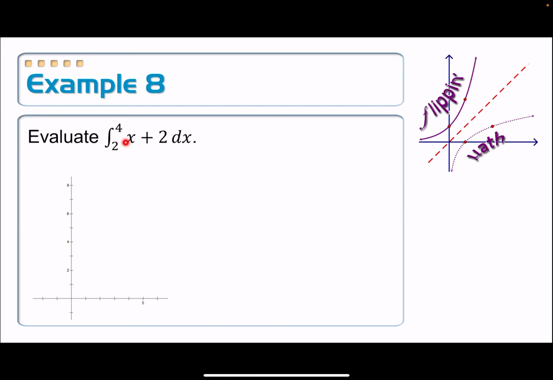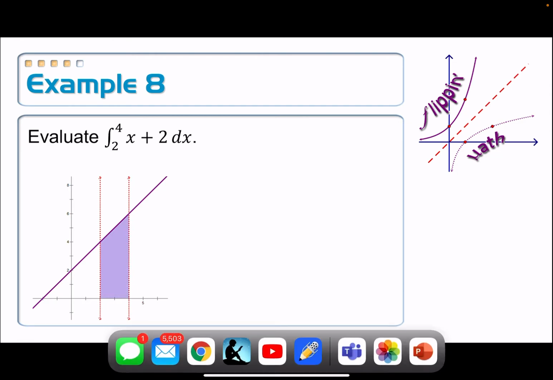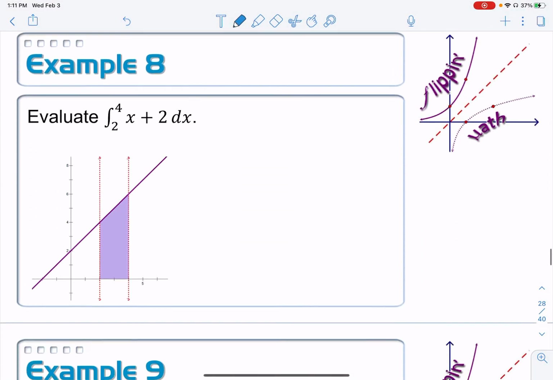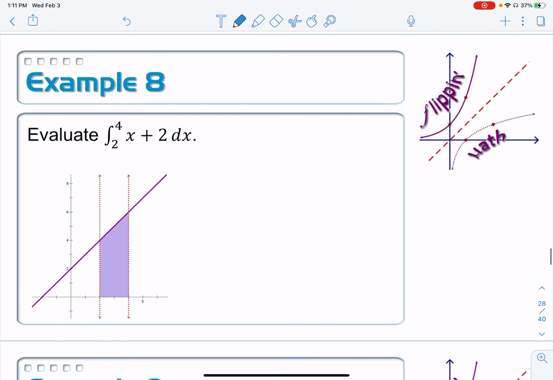If I plug in a 2 here, I get 2 plus 2, I get a 4. Plug in a 4 here for the upper limit, I would get a 6. It's just a straight line that connects those two things. And it's just going to make a trapezoid. We can find the area of a trapezoid, right? Look at that. That was a very nice animation. I'll come back over here, and let's actually find that area and see if we can make some connections.